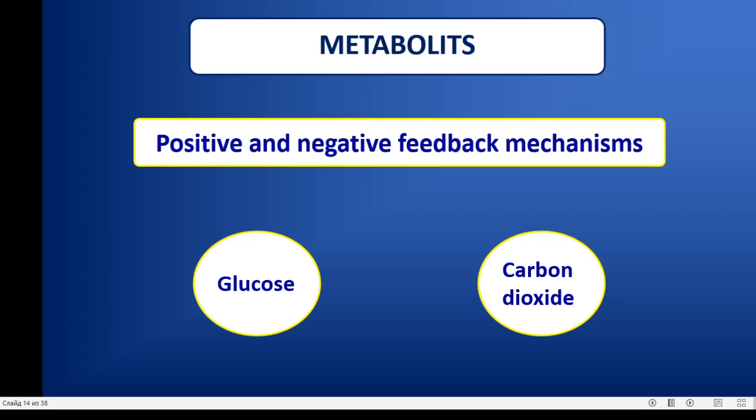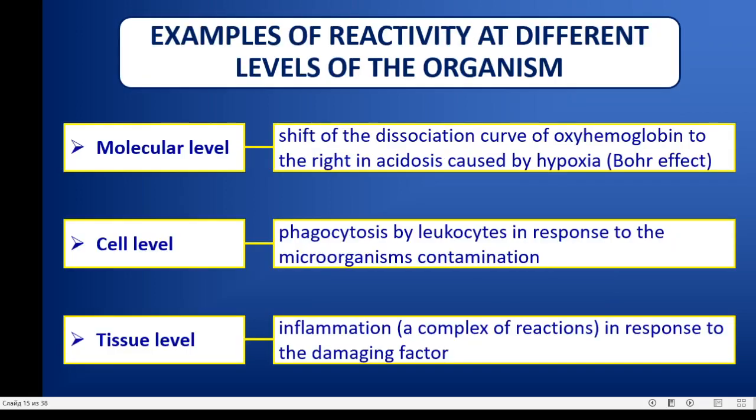Metabolites: positive and negative feedback mechanisms. Example: glucose, carbon dioxide. Examples of reactivity at different levels of the organism.